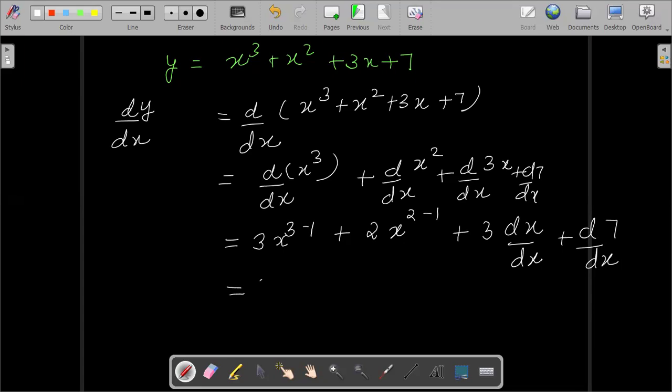And here we get 3x squared plus 2x, got it? Plus, we have here, either you apply the formula for this or you can assume dx and dx cancel each other. So you get here plus 3, plus 0. So our answer is 3x squared plus 2x plus 3. Got it? This is my dy by dx.